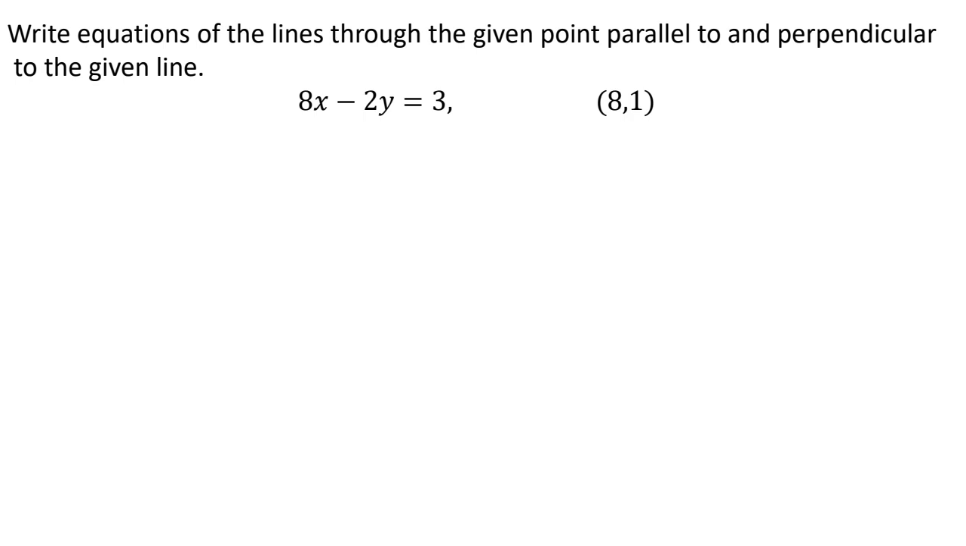All right, so in order to get the parallel line and perpendicular line, I need to know the slope of this line, because the slope is going to tell me whether a line is perpendicular or parallel. So if the slopes are the same, then that means that we have parallel lines. And I like to say that if we have opposite slopes, then we have perpendicular lines.